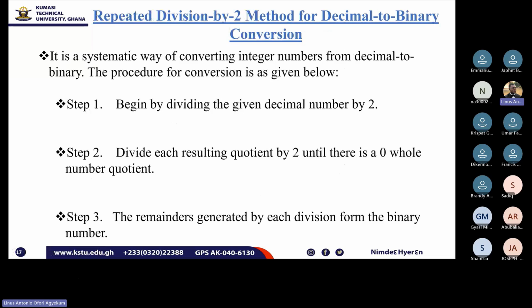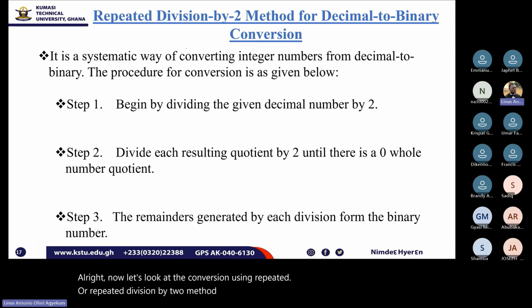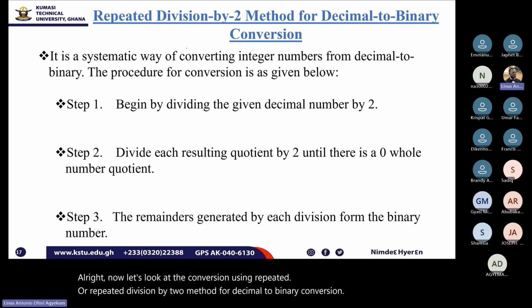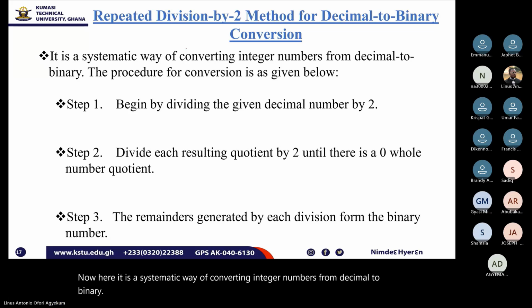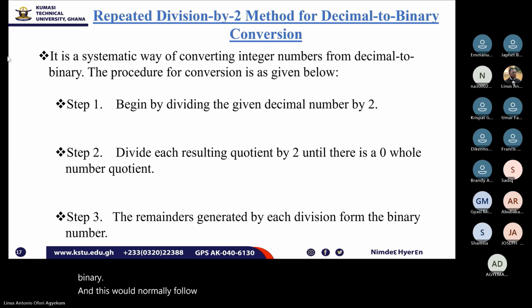All right, now let's look at the conversion using the repeated division by 2 method for decimal to binary conversion. Here is a systematic way of converting integer numbers from decimal to binary. And this would normally follow a certain step.